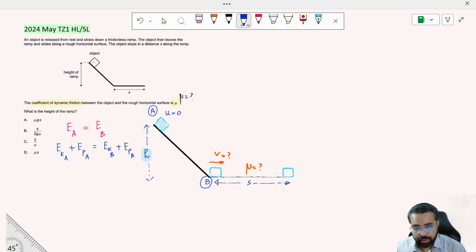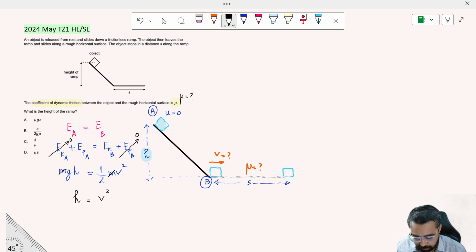So when it was at rest, when we release it, this is zero. So what is the potential energy? That is mgh, which equals, when it reaches the ground, that is our reference level, then its potential energy will be zero, because the potential energy has been converted into kinetic energy. So what is the kinetic energy at the bottom? 1/2 mv². So we can cancel this mass and this mass, and hence we have made an equation for the height.